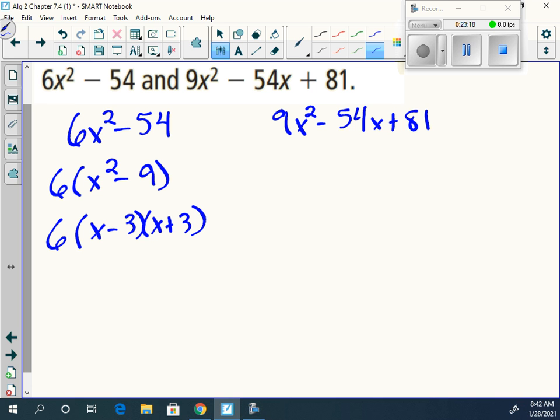What can we do with the other one? There is a greatest common factor of 9, so we can factor it out of each term. 9 out of 9x squared would give us x squared. If we factor 9 out of negative 54x, we get negative 6x. And 9 factored out of 81 would give us 9.